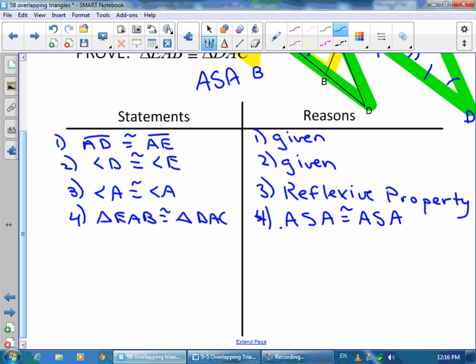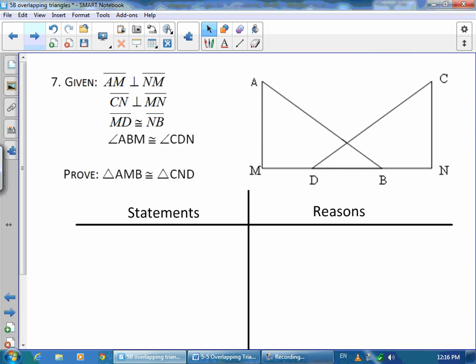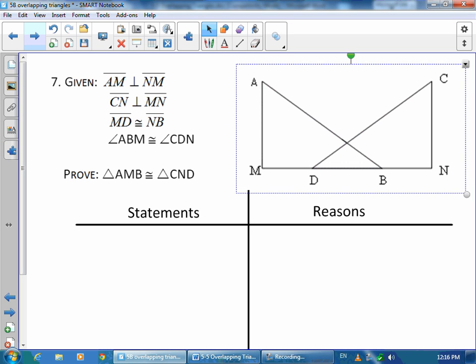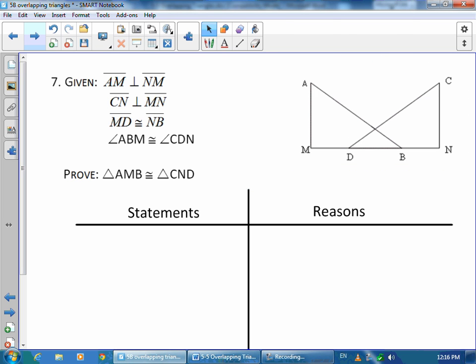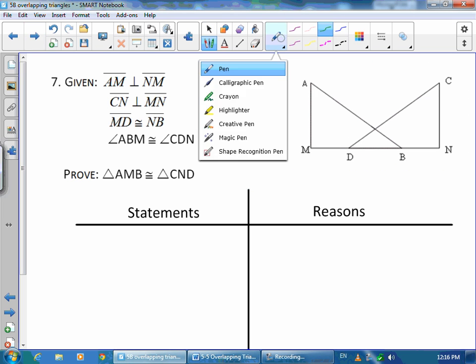I'd like you to skip ahead all the way to number 7. Okay, so skip all the way to number 7. We're going to look at one more overlapping proof, and then the rest we'll practice in class tomorrow. Okay, so here we want to prove that triangle AMB is congruent to triangle CND.